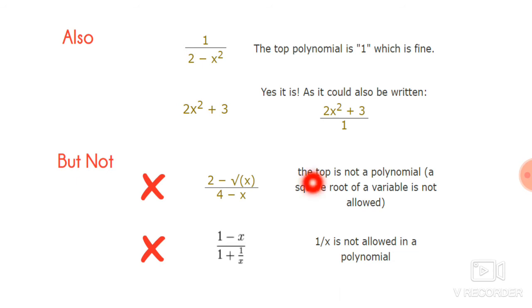These are not allowed because we have 2 minus square root x. Square root x is not allowed in a polynomial. So we do not have a polynomial in the numerator. We do have a polynomial in the denominator, but the numerator is not a polynomial. So this is not an example of a rational expression. The same happens here. The numerator is a polynomial, but in the denominator we do not have a polynomial because of this 1 upon x. So this is also not a rational expression.